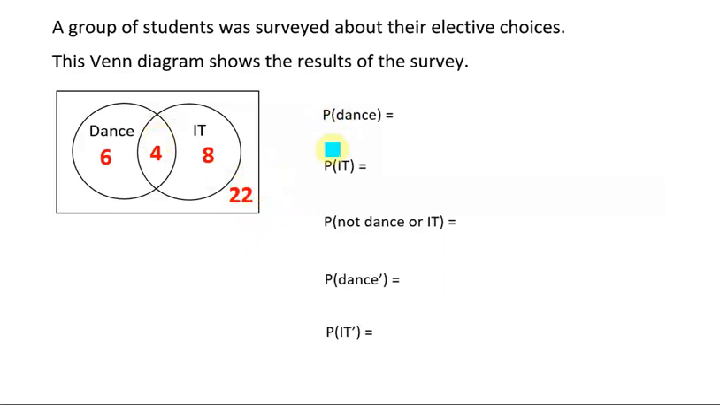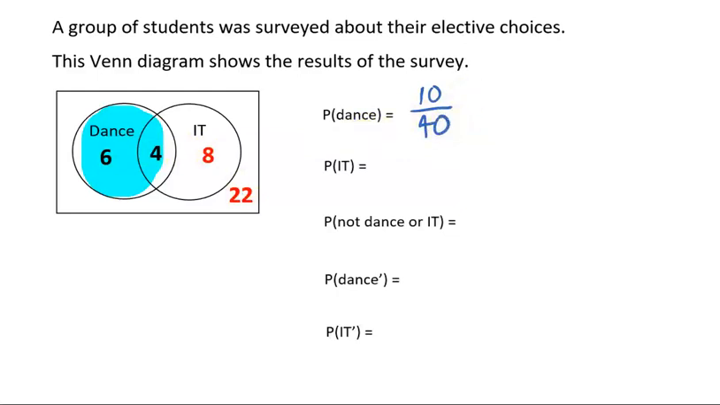So first calculation, let's calculate the probability of a student doing dance as an elective. So we need to know how many favourable outcomes there are. Well, the students doing dance are all of the ones in this bubble. 6 plus 4, which is 10 students. 10 out of the total number of students that were surveyed. We need to figure out how many that is. So we have 22 plus 8 plus 4 plus 6, and that gives us 40. To find the total number of students that have been surveyed, we add together all of the numbers on the Venn diagram. So the probability of a student doing dance as an elective is 10 out of 40.